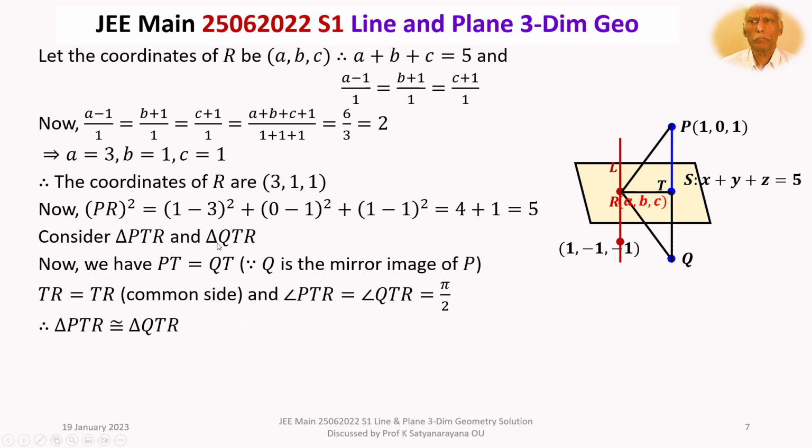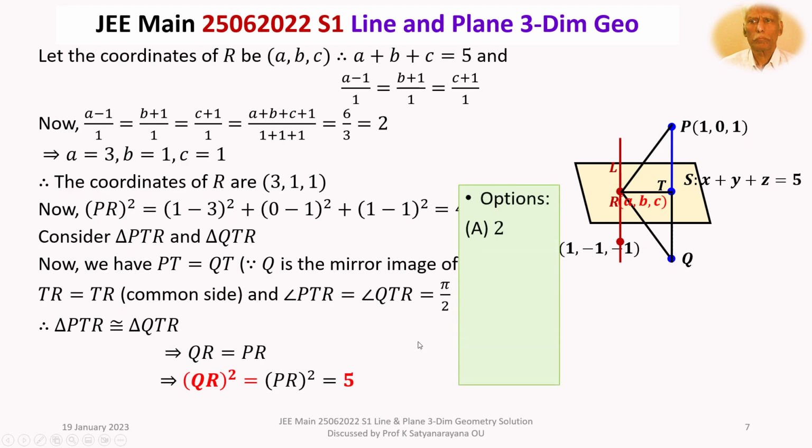They are congruent. SAS property, side, angle, side. Therefore, triangle PTR is congruent to QTR. Therefore, they are same in all respects. Therefore, QR, the other side, is equal to PR. But we want QR square. If you say QR square, then it will be PR square. PR square we have already computed. That is equal to 5. So that's what is wanted, and we have found QR square as 5.